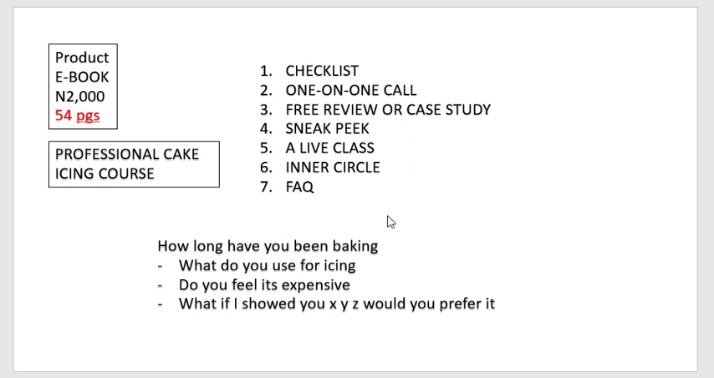So guys, we've got to be creative. This is our business. So when we are creating offers, we get to increase the perceived value of what we are offering so that we can make more money on our products and services.